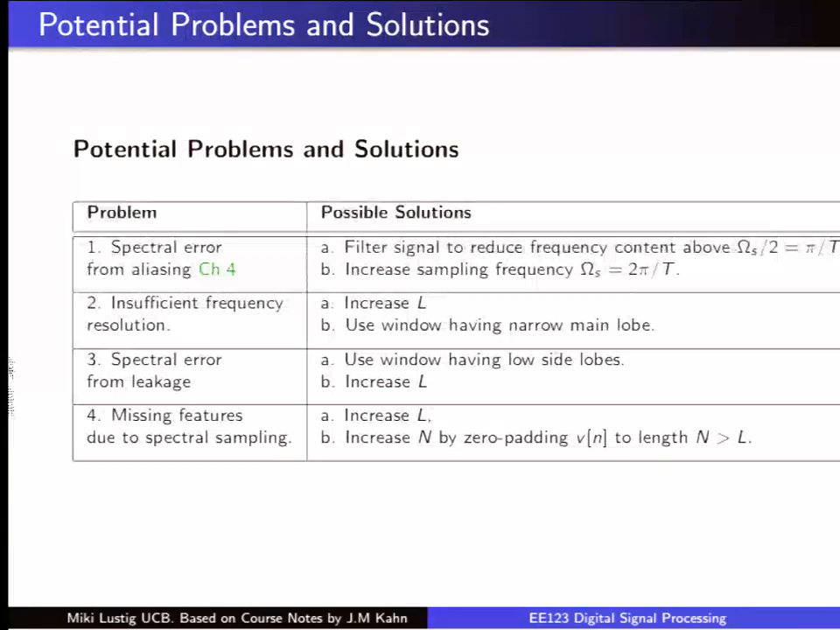Okay? So there's this slide here about how to debug things in solutions. I don't want to spend too much time on this, but if you have spectral error from aliasing, for example, then what do you do? You have to filter the signal with an analog low-pass filter in order to mitigate this, or increase the sampling frequency. If you have insufficient frequency resolution, you want to increase your window, or use a window having a narrow main lobe. Spectral error from leakage, you either use a window having lower side lobes, depending again on the application, and of course you want to increase the size of the window again.